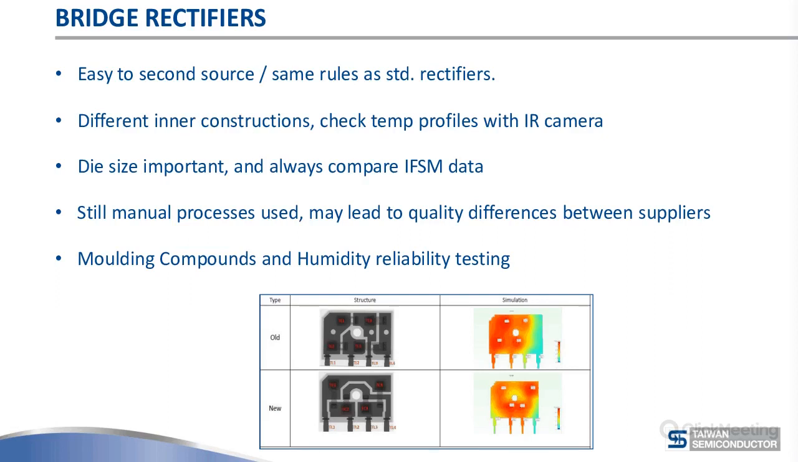And the other thing that we usually forget when we are cross-referencing rectifiers is molding compounds and humidity testing. Sometimes in industrial applications, let's say a water pump or anything else like that, there is high humidity, and the difference in molding compound can have a significant impact on the field failure rate. So here you want to discuss reliability testing with your supplier before you switch, I think.